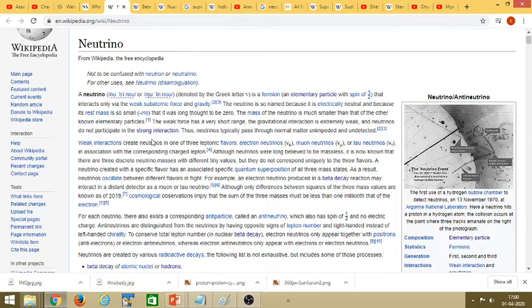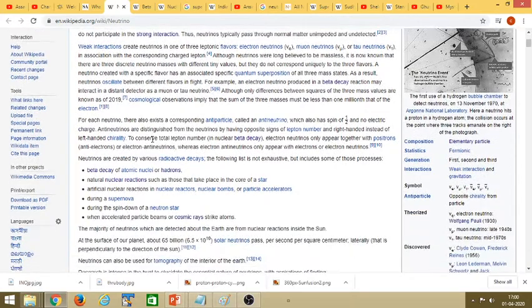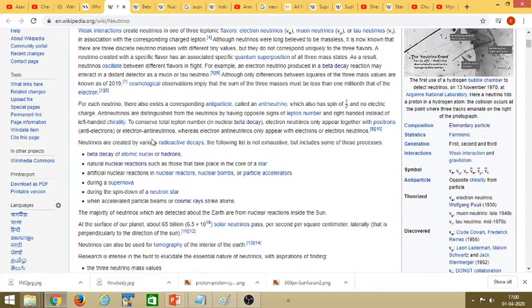But before we jump to whether they have mass or not, let's see. They were first postulated by the famous scientist Pauli. We'll also take a quick look at why we thought there would be neutrinos and how they were subsequently identified. Let's take a quick look at where neutrinos are found.